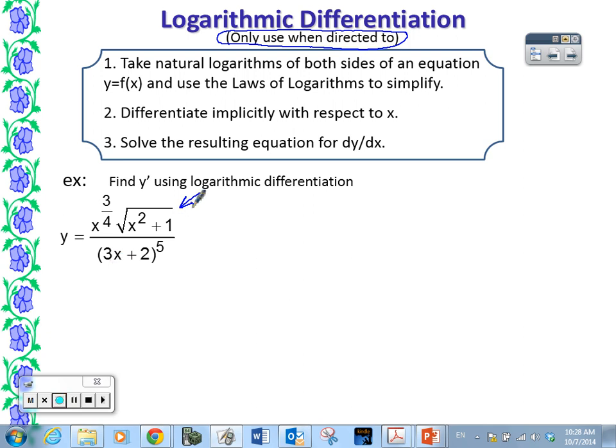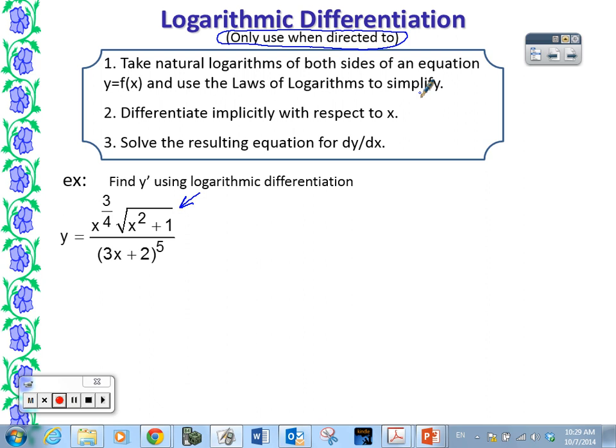So I wrote out the steps, 3 steps to do. Step 1, I would take the natural logs of both sides of an equation. Remember, it's an equation. We can do whatever we want as long as we do the same thing to both sides. And then I would use laws of logarithms to simplify. So that's step 1. So we're really wanting to turn it into something that we just did. So it's in little small pieces, so we're less likely to make a mistake when it's in little bits.